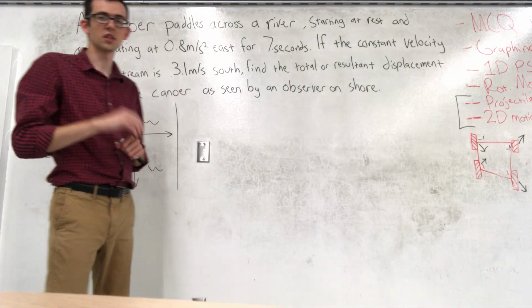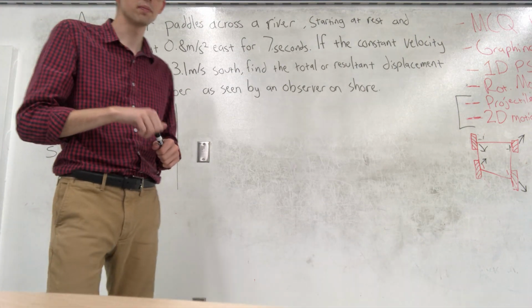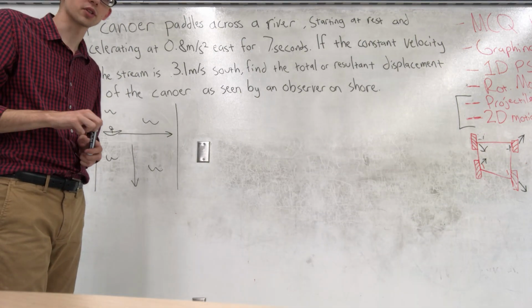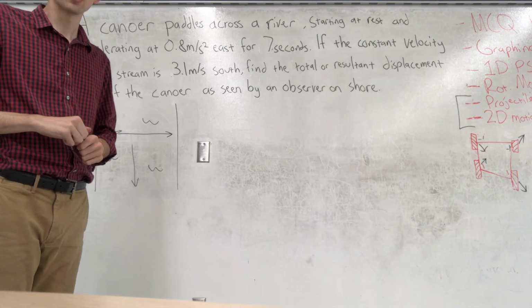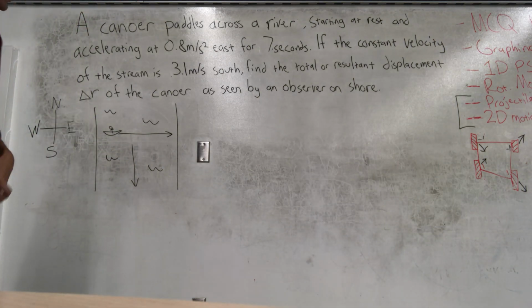Alright, so this video will be on how to solve a two-dimensional motion problem where two objects are moving, one in the x direction, one in the y direction, and we need to find something about the result of that motion. So let's read our problem statement and see what we have.